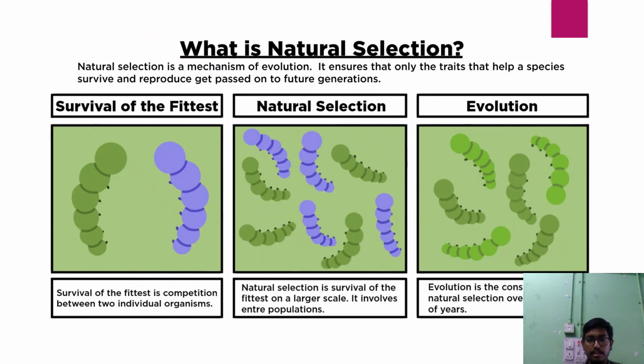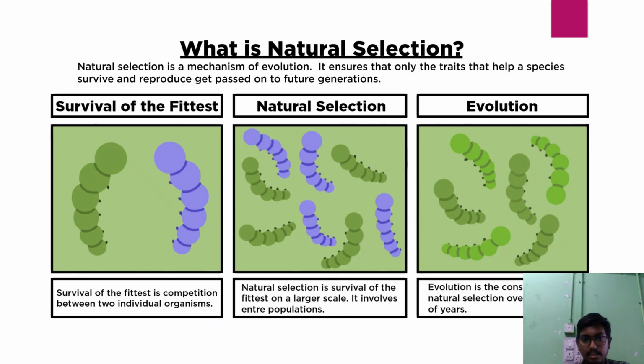Now, what is natural selection? Natural selection is a mechanism of evolution. It ensures that only the traits that help a species survive and reproduce get passed on to future generations. There are three concepts: survival of the fittest, natural selection, and evolution. There are two worms in the picture, one green and one blue. Survival of the fittest means the one that is most adapted in nature will be the one that exists in the future. That is the survival of the fittest concept.